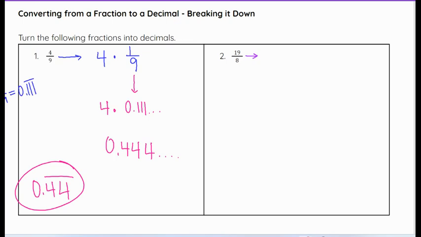19 isn't divisible by 8, 18 isn't divisible by 8, 17 isn't divisible by 8, but 16 is divisible by 8. So we can do 16 over 8 plus the remaining part over 8. And the remaining part is what number gets added to 16 to get us back to that original 19, and that would be 3. So if we break that down into 16/8 plus 3/8, 16/8 is really 16 divided by 8, which is 2, plus 3/8.